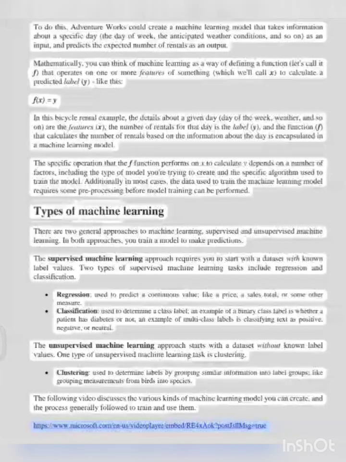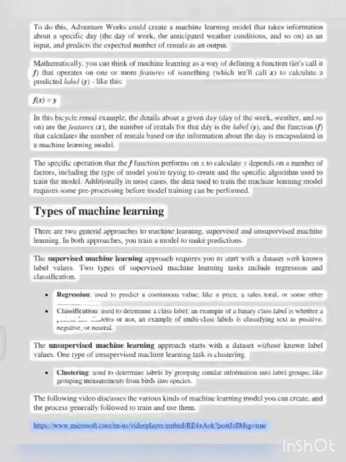Types of machine learning. There are two general approaches to machine learning, supervised and unsupervised machine learning. In both approaches, you train a model to make predictions. The supervised machine learning approach requires you to start with a dataset with known label values. Two types of supervised machine learning tasks include regression and classification. Regression, used to predict a continuous value, like a price, a sales total, or some other measure.